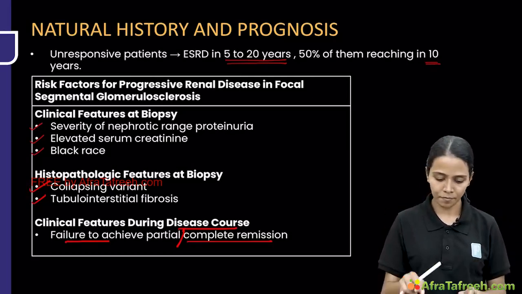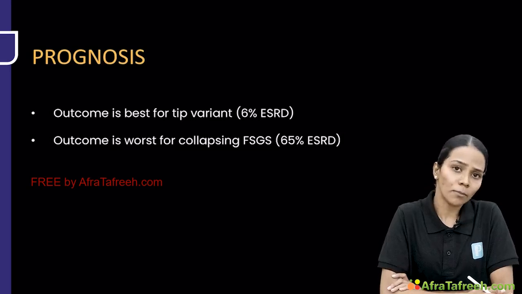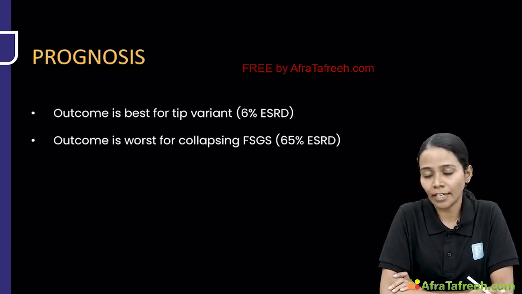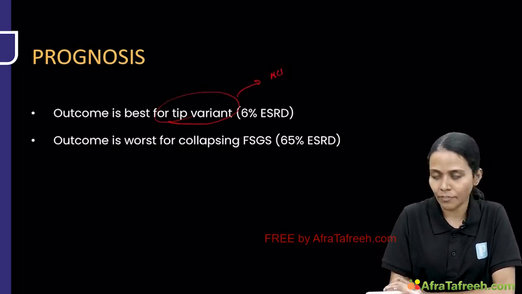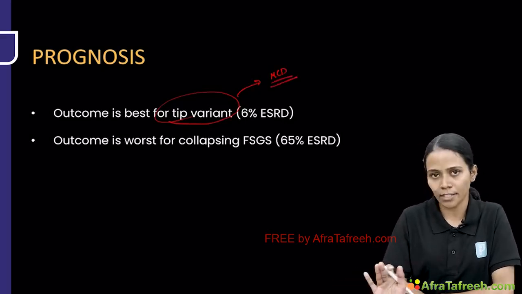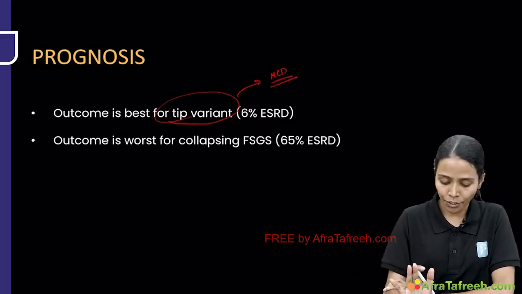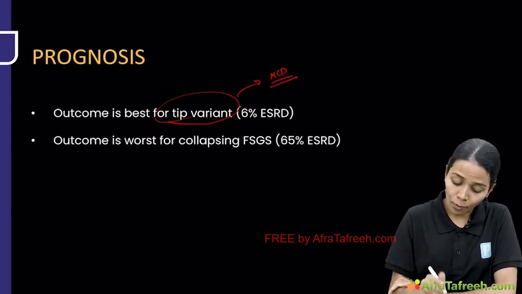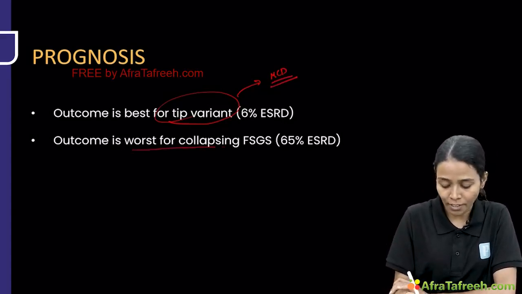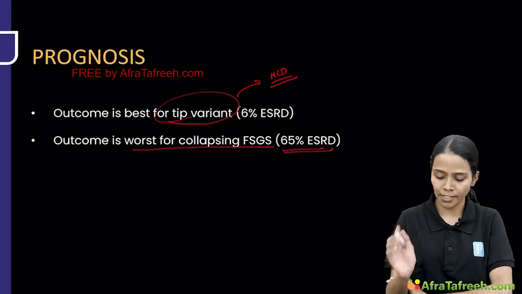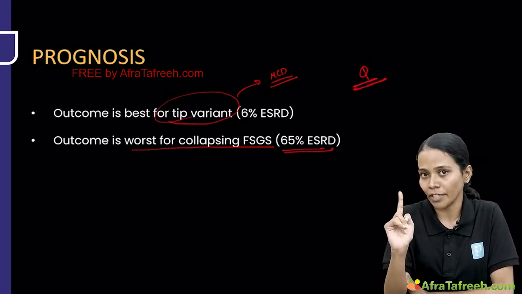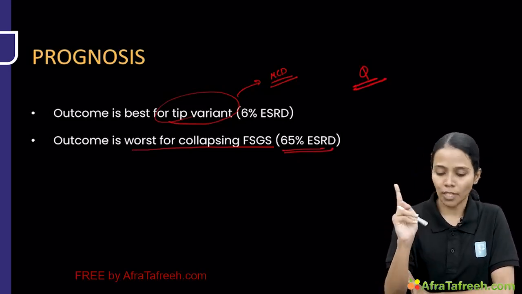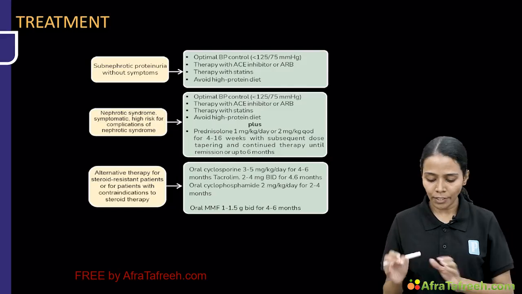Now, prognosis, the outcome is going to be best in TIP variant. That is only 6% goes to ESRD. Okay. Because remember, I told you this is clinically like MCD, which again has excellent prognosis and is steroid responsive. So, this is going to be best in TIP variant. However, it is worst for collapsing FSGS, where 65% goes into ESRD. This is again important. You have to remember that the outcome is best for TIP variant, whereas it is worst for collapsing variant. Okay. Now, coming to the treatment.